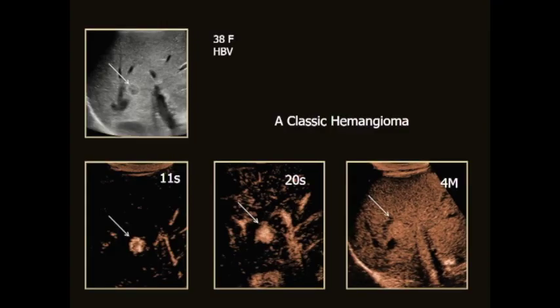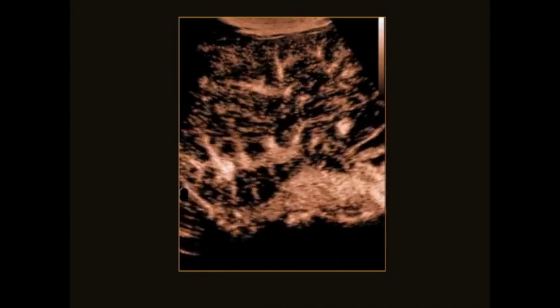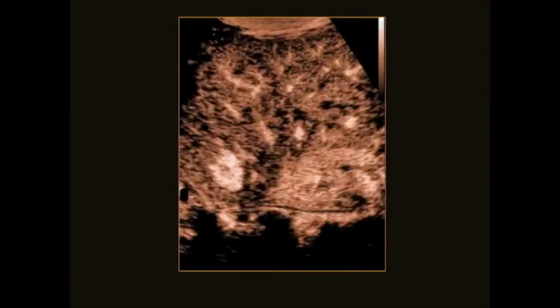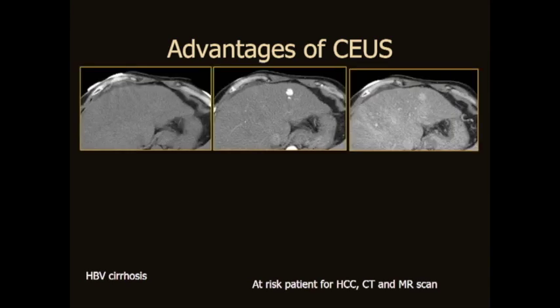Now here, a patient who's at risk for hepatocellular carcinoma, a female with HBV. You can see a mass, a hypoechoic ring shadowing looking lesion on the baseline. You can see our images at 11, 20, and 20 seconds, and then at 4 minutes, a classic hemangioma. And here, this deep lesion showing these peripheral puddles with the centripetal progression of the enhancement towards the center of the mass.